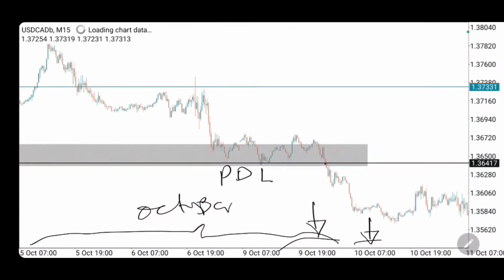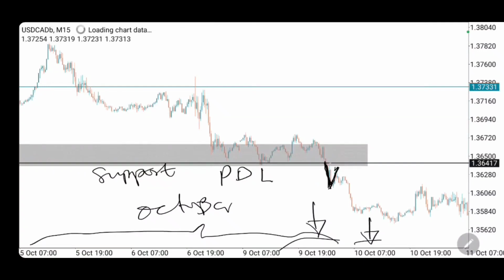The previous day's low was taken out here by this. This line was broken. All right. So you can see like a retest. We went back to retest the zone or the support level. This was a support level.